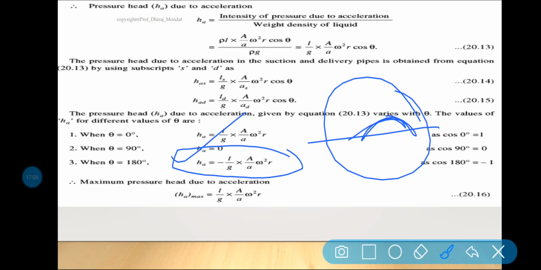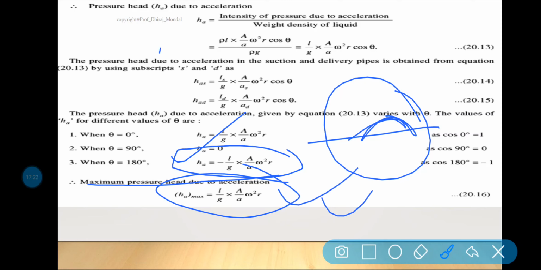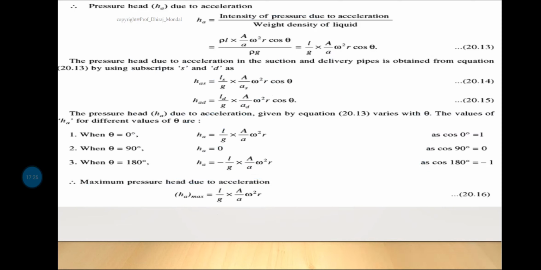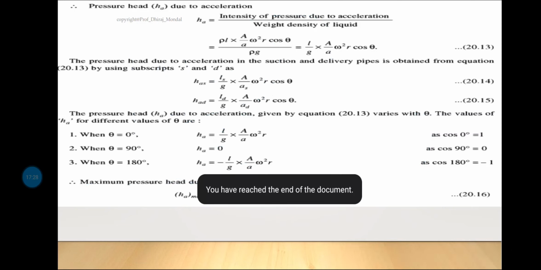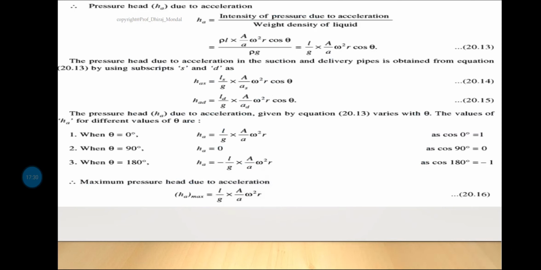So the maximum pressure head due to acceleration is when theta is equal to 0 degree: L by g, A by a omega square r. So this question can be asked: what is the maximum pressure head due to acceleration, and what is the condition? At that time theta is equal to 0 degree. It can be asked in an MCQ question also. So today up to this, I hope this equation is clear.